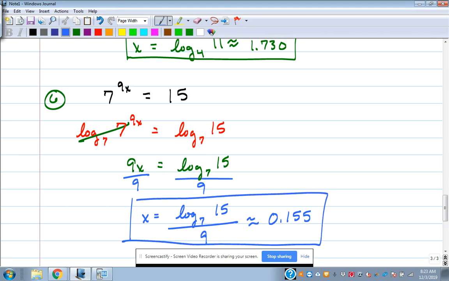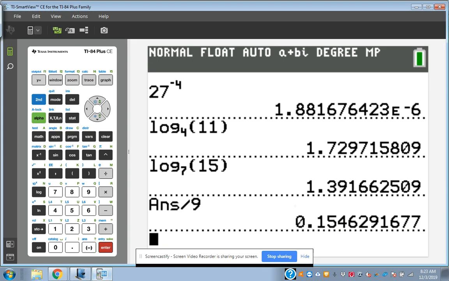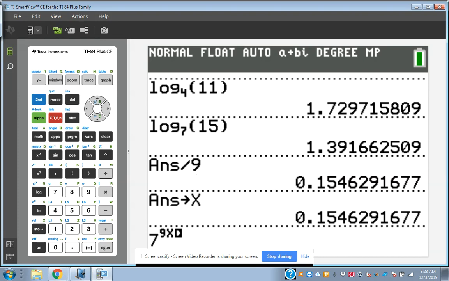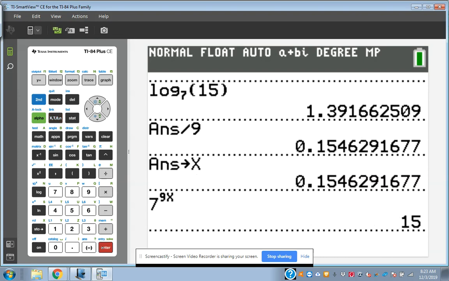Yeah, but you got to plug the exact solution in. You can't plug in the rounded one. The rounded one's not going to work out perfectly. It'll get real close on each side, but it won't be perfect. The way that you could do that would be to store that as x. So I've got that answer there. I could hit store, which is right beside the 1. Store that as x. And then if I do 7 raised to the 9x, I get 15, that's the same thing that's on the other side there. That's the best way to check them when it gives weird decimal answers like that. Any equation, you're going to be able to check like that perfectly.